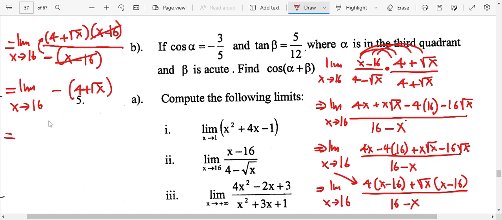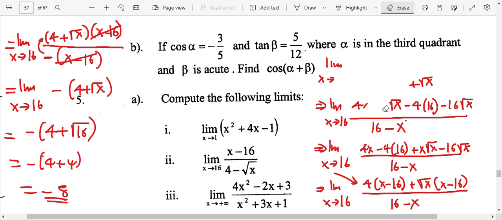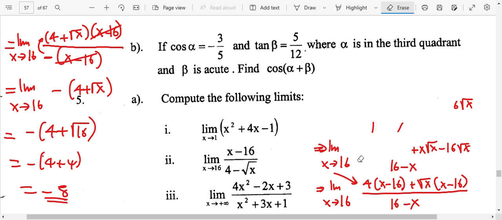Yes, and then substitute now: where there's x, you put 16. So that would be negative 4 plus square root of 16. That is going to be negative 4 plus 4, which is going to give you negative 8. So this is the limit as you approach 16 for this function. We are good? Yes. All right.